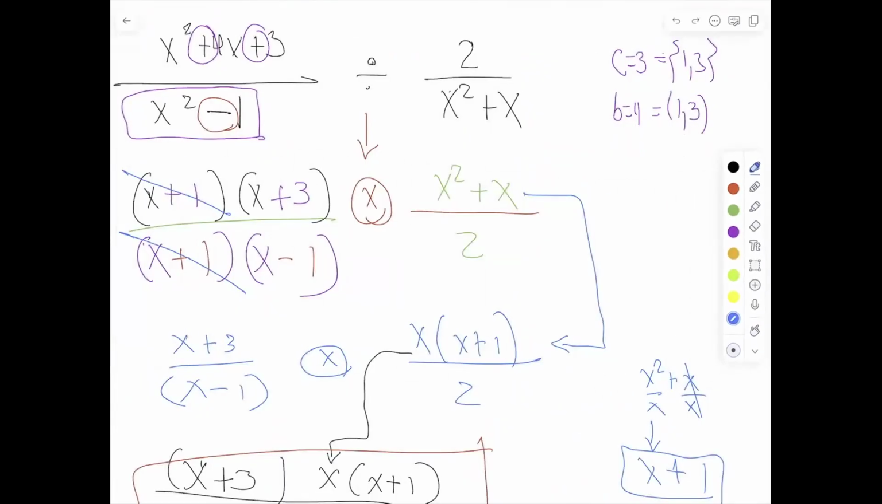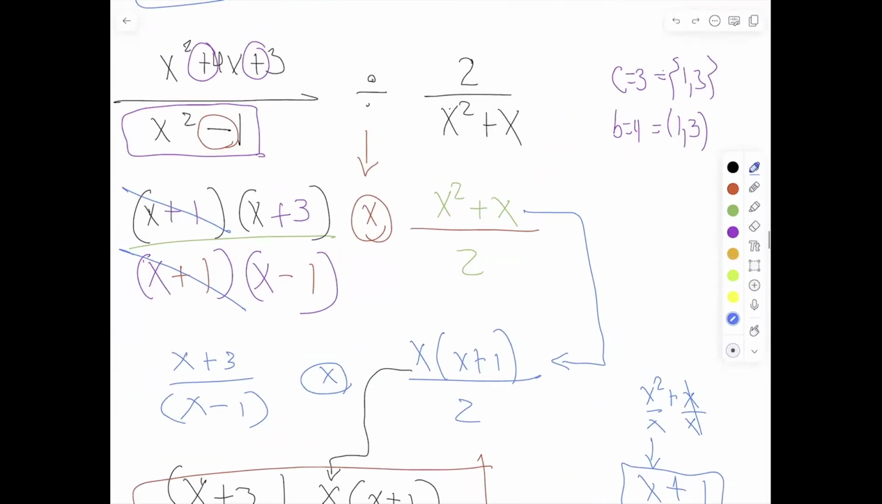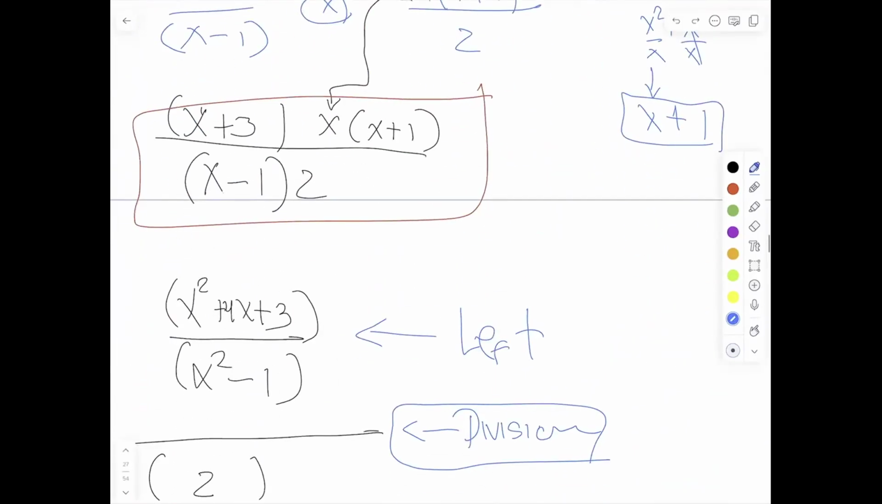So here I have another example where I have x squared plus 4x plus 3 over x squared minus 1 divided by 2 over x squared plus x. So you change the sign to multiplication, you flip the second fraction, you factor everything out on the numerator and the denominator, you combine like terms, and you end up with a final answer like that.